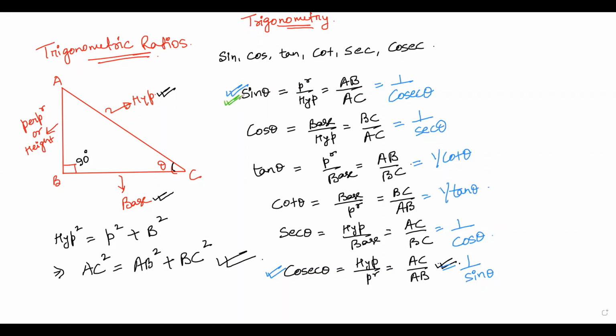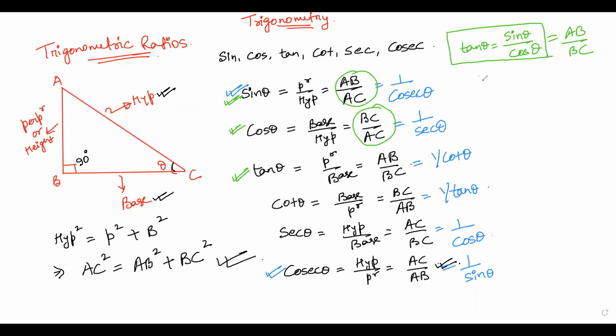Now, if we divide sin theta and cos theta, in that case, we'd be getting AB upon AC divided by BC upon AC. And we can cancel this AC and AC and we'd be left with AB upon BC. And AB upon BC is given by tan theta. So tan theta can be written as sin theta upon cos theta. In a similar way, cot theta can be written as cos theta upon sin theta.